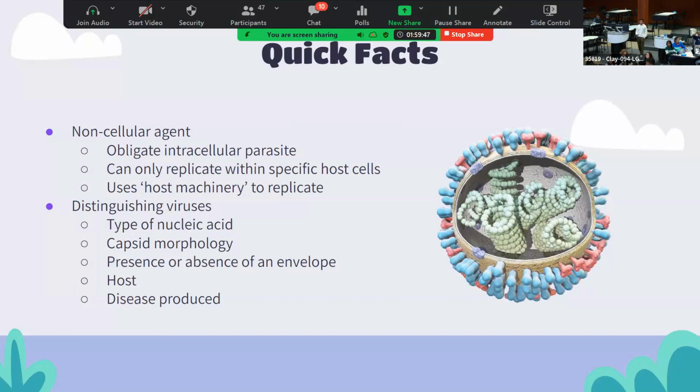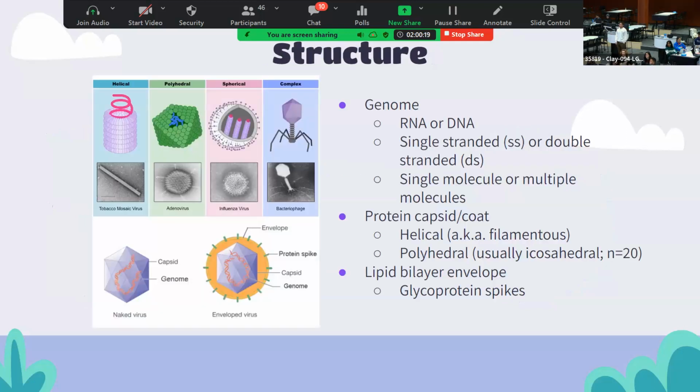So viruses are non-cellular, so they're often termed obligate intracellular parasites because they require being in host cells in order to proliferate, and they're detrimental to us, hence they're parasites. In terms of distinguishing viruses, same thing as bacteria, you can use the type of nucleic acid, the capsid morphology, the presence or absence of an envelope, the host, so what it infects, and the disease it produces. For example, influenza, like flu. We'll go over each of these.